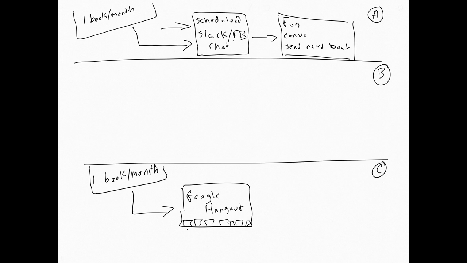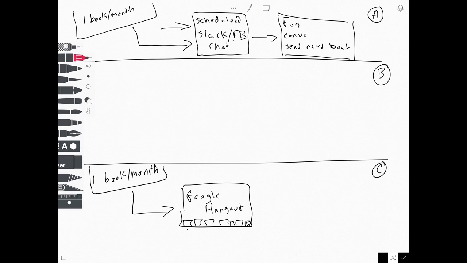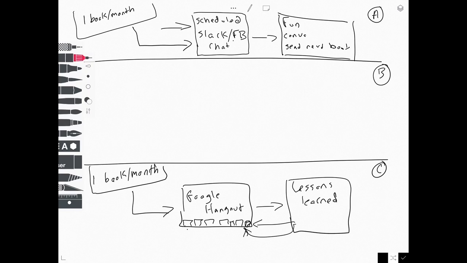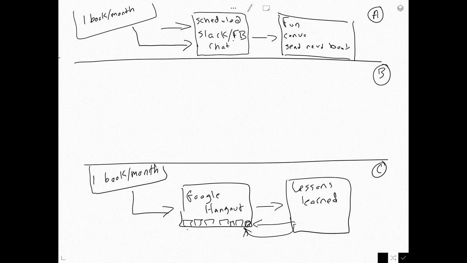I think that's how it works. I'm still trying to figure this out too. And then we each go around and say what we got out of the book, what lessons we picked up, lessons learned. This is going to be a nonfiction book club, by the way, obviously. So each person does a lessons learned. And then that's it. That's one way that we could do a book club.